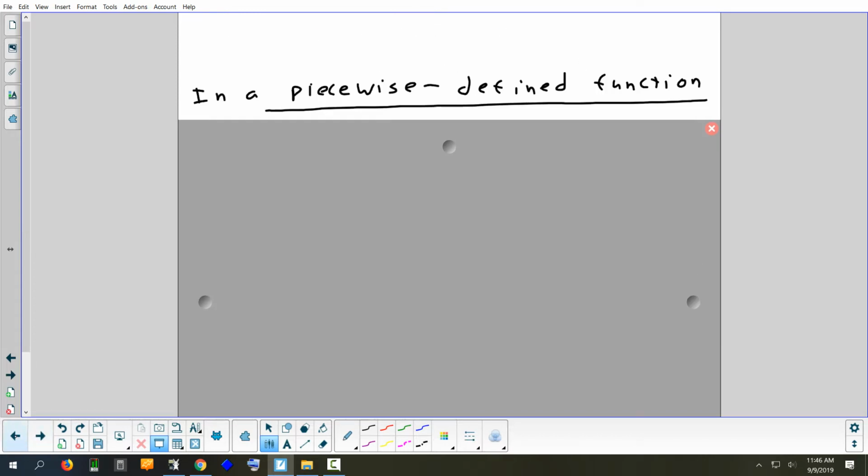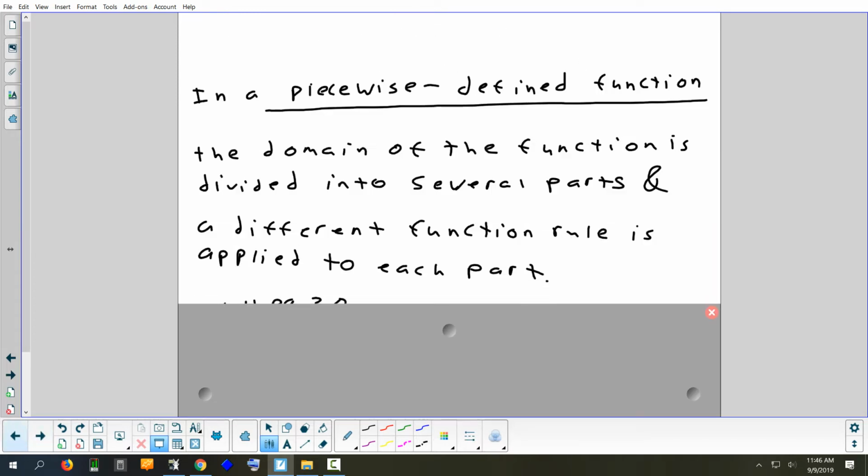Alright. So last thing we'll look at here is what's called a piecewise defined function. It's just a fancy way of saying like you're going to do two graphs on the screen at the same time. That's all. So in a piecewise defined function, it's where the domain is split into several parts and you graph each part.